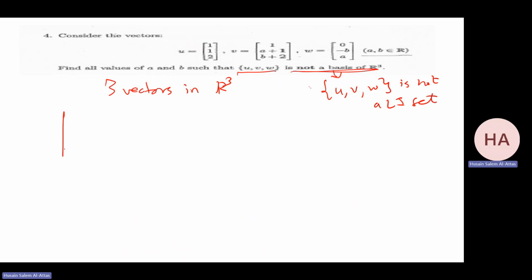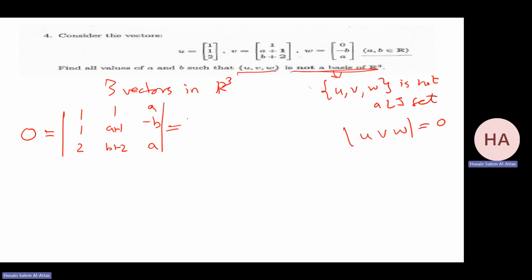I need to check this determinant: 1, 1, 2, 1, a plus 1, b plus 2, a minus b, a. I need this determinant to be equal to 0, so that they're not independent. It's not a linearly independent set. They are linearly dependent, not independent.